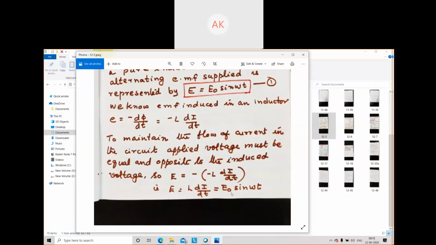Now, from this equation, what you have to take? Di. For what? You have to find out the phase relationship between EMF and current. So from this equation, you take di and then integrate that to get total current I. Then we can find out the phase difference. Okay, next step we can see.